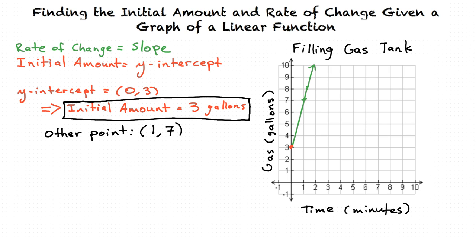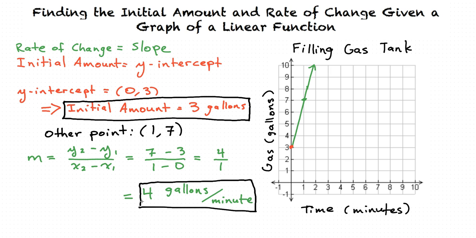We will then substitute this point and the initial point into the slope formula. m equals y2 minus y1 over x2 minus x1. So I'll take the initial point and the point (1,7) as my 2 points, and substitute them into the formula: m is equal to 7 minus 3 over 1 minus 0. This is equal to 4 over 1, which equals 4 gallons per minute. This means that the tank started with 3 gallons inside, and then it filled up at the rate of 4 gallons per minute. Very good.